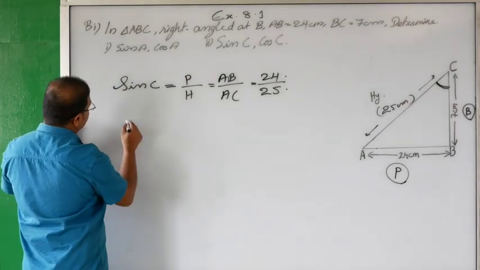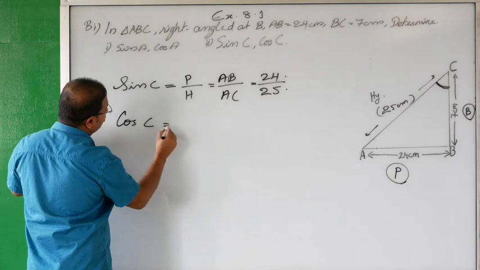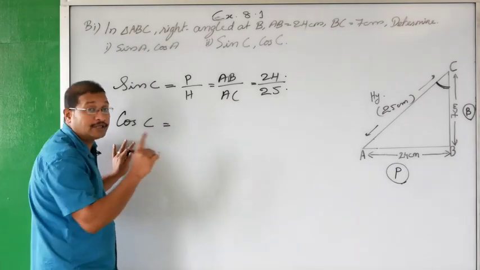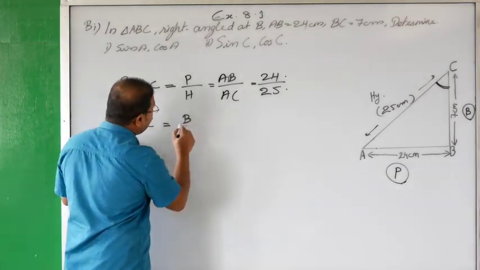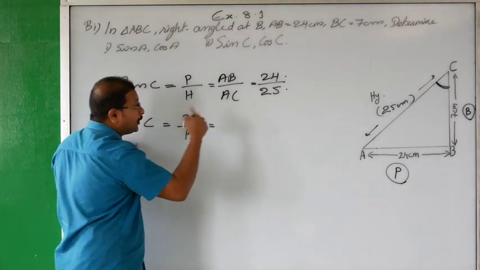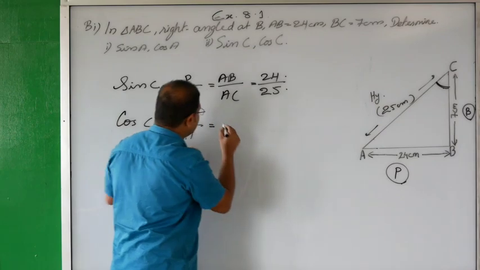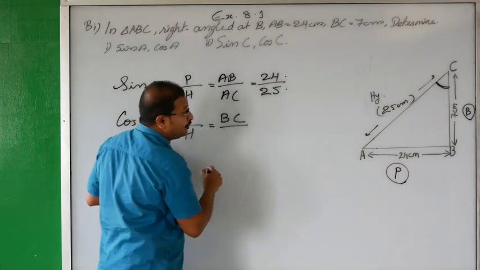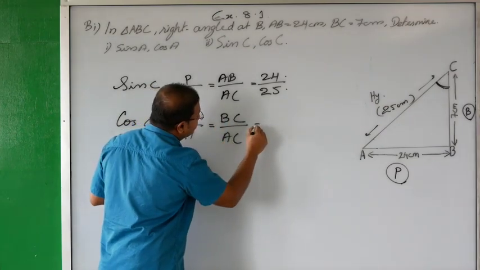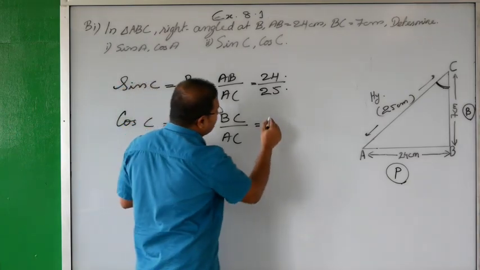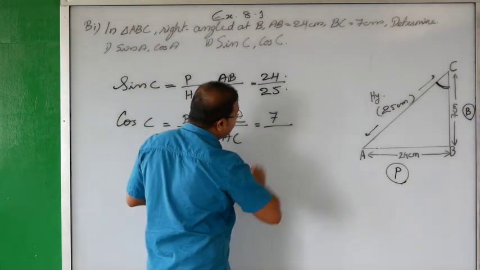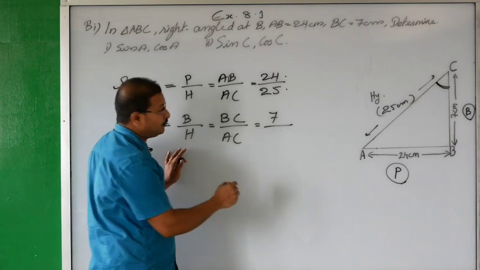Next one, cos C. Cos C equals, cos theta is what? Base by hypotenuse. According to angle C, what will be the base now? Yes, BC. So BC by hypotenuse AC. What is the value of BC? BC is 7 centimeter. We'll write 7. 7 by AC, 25.